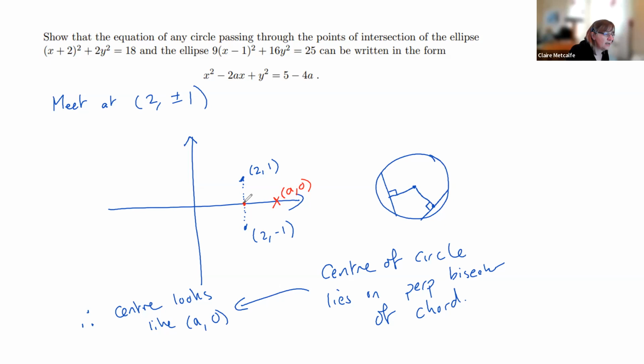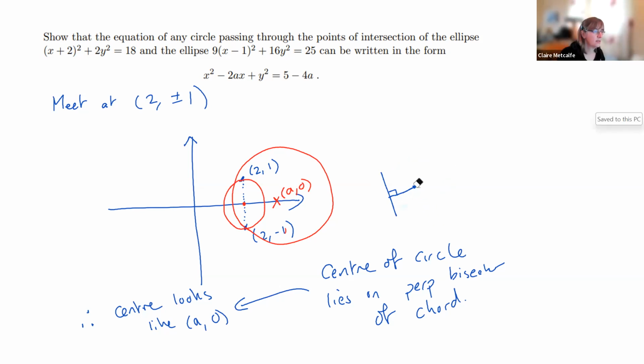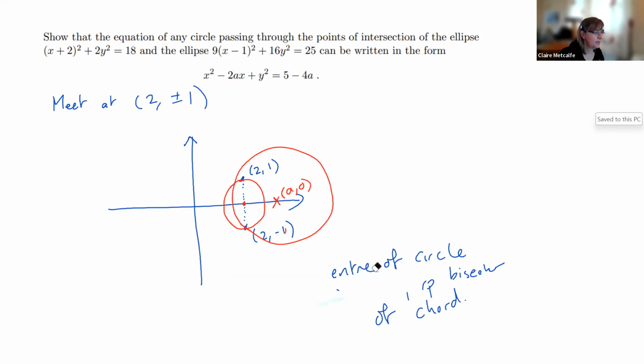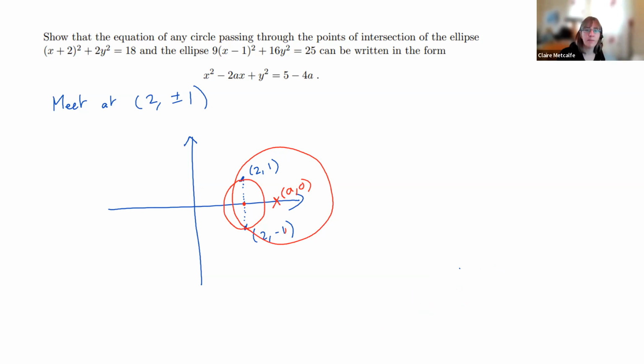So obviously it could be here, a could be 2, and then we'll get a circle like that. a could be over here, and then we'll get a circle which is supposed to go through there. So there's a few different options. Okay, so we now think we know what the equation of the circle is going to look like. I'll just leave that picture there for a second.